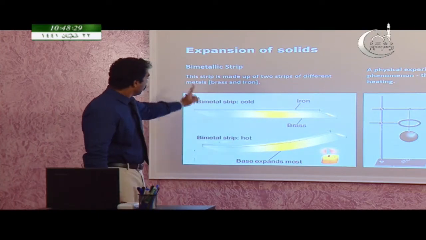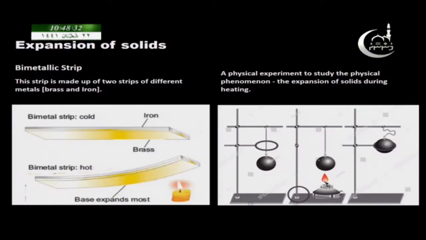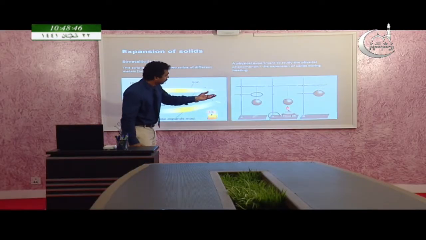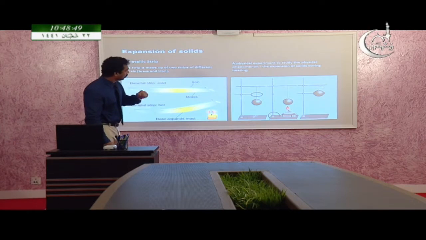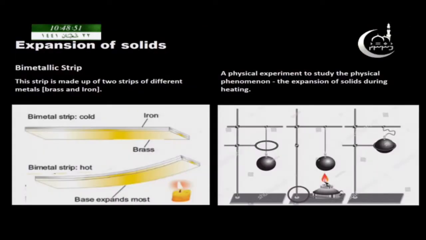Again, a bimetal strip is simply two metals together, and when you heat it, it bends one way. And which will expand most? In this case, the bottom one will expand most because that bends upwards. Then this experiment, if you have these setups at home, you can do the experiment at home also. Just take a stand, a small metallic sphere and a small ring. In the initial setup, the first picture, if you hold it, the metallic ball can easily pass through the ring.